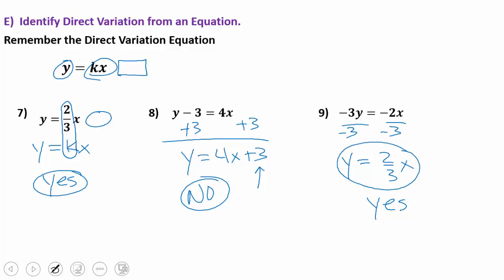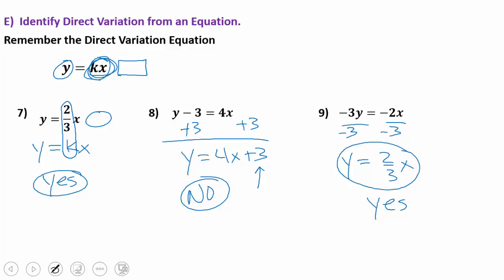There's a bunch of different ways they can write the equation. You just have to solve for y and see if after solving for y, this is what comes on the other side. Y equals kx, y equals mx, however you want to talk about it.